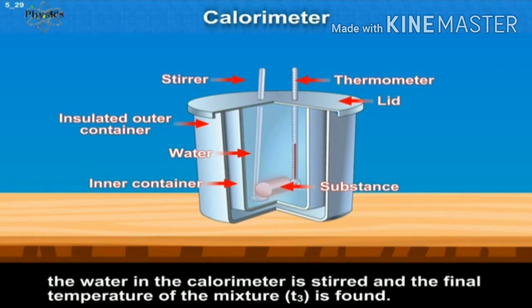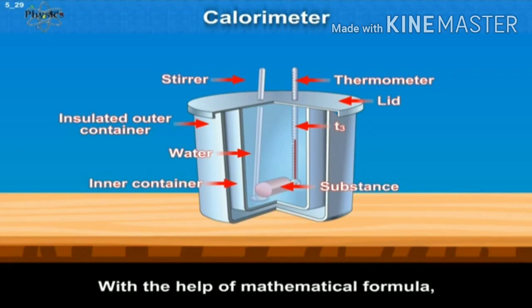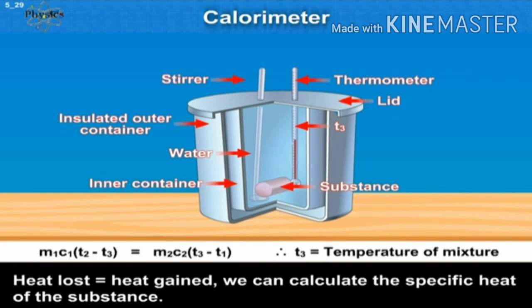The water in the calorimeter is stirred and the final temperature of the mixture, T3, is found. With the help of the mathematical formula, heat lost is equal to heat gained, we can calculate the specific heat of the substance.